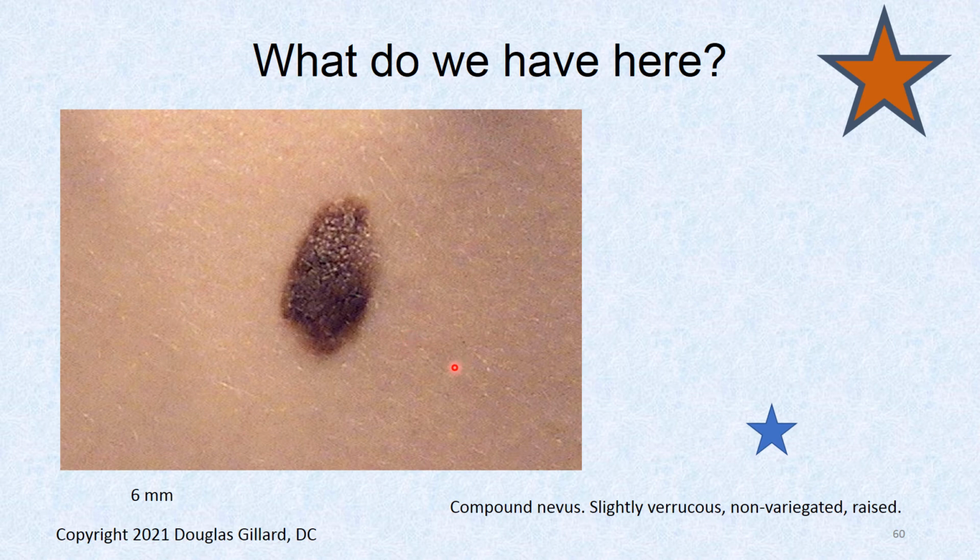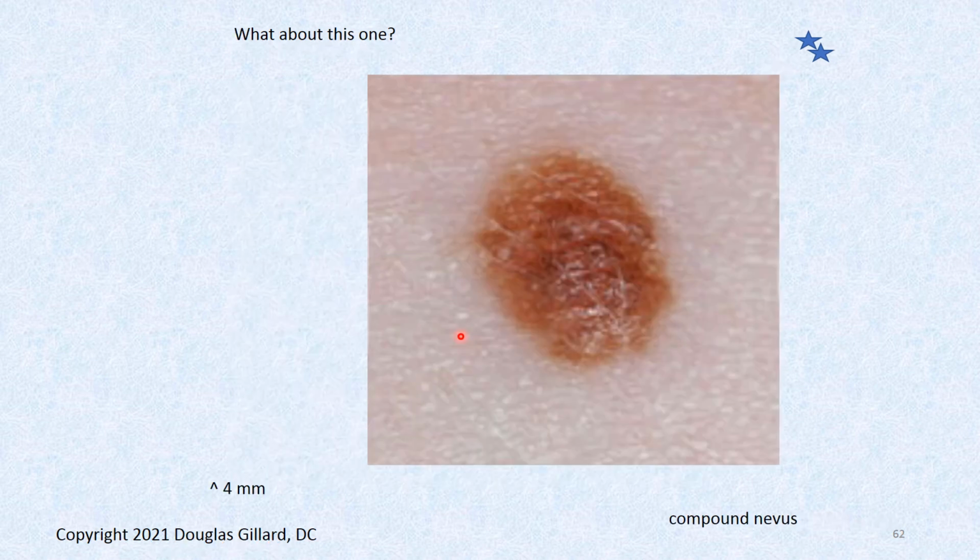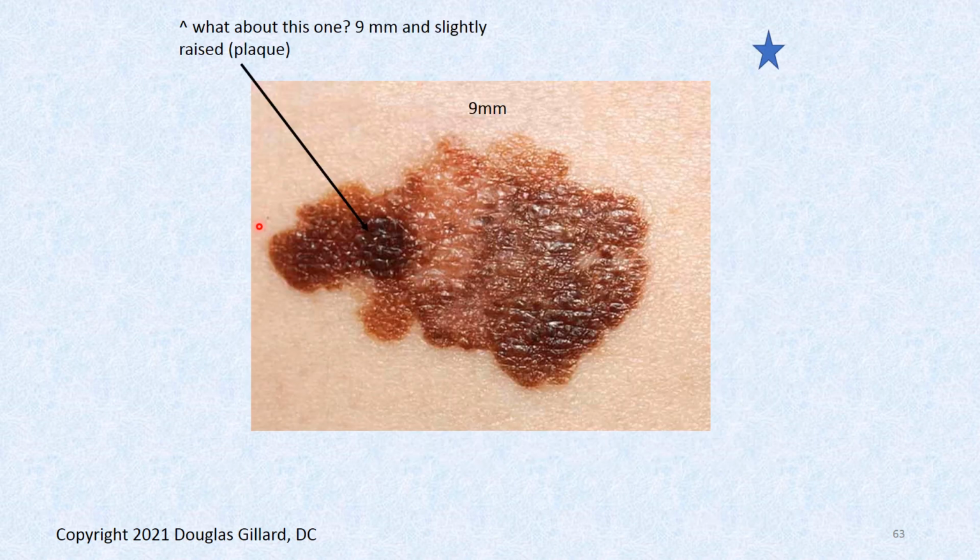But we'll still call it, because you'll see when we get to dermal nevi, they're really warty. Looks like a drop of wax. It's a raised lesion. That's definitely a compound nevus. Another compound nevus. Oh, your alarm should be going off.